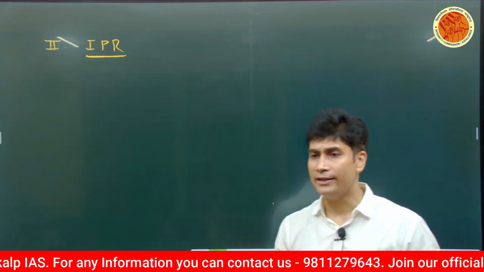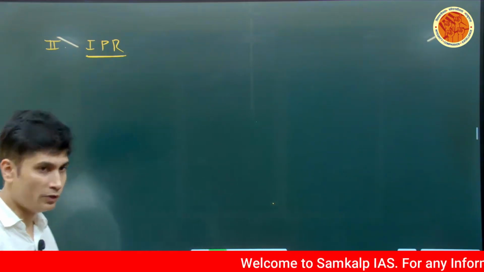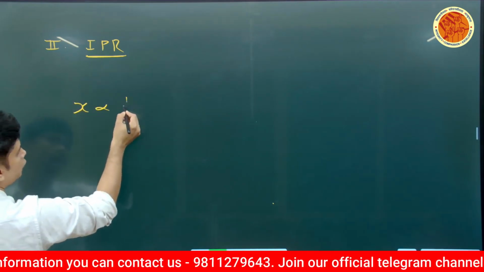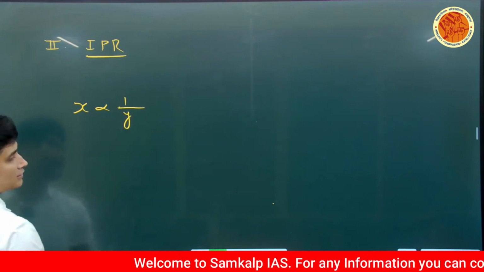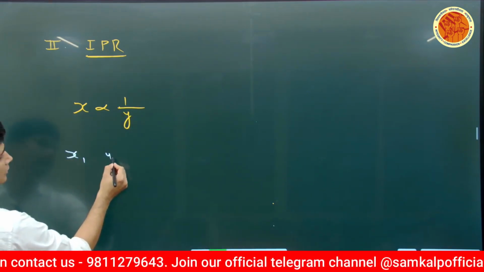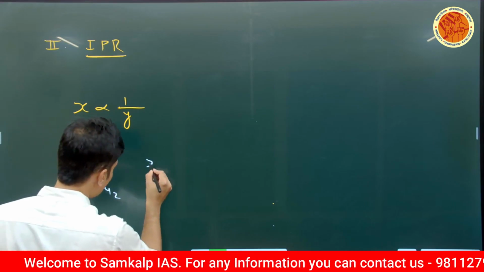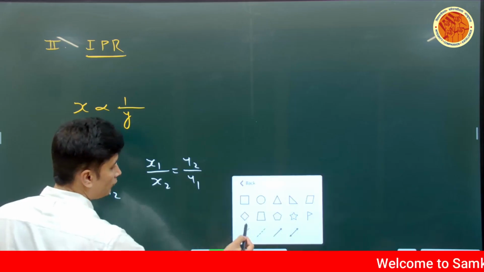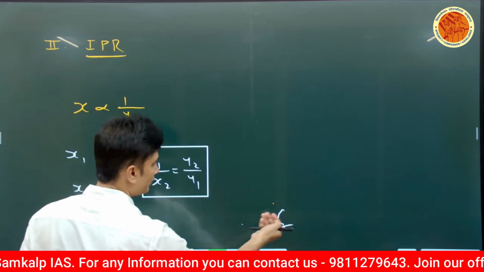X and Y, again I am writing. If they are in inverse relationship, we already know that as one quantity increases, the corresponding quantity decreases. So if I write that x is inversely proportional to y, I will write it this way. In that case, it means if x1 has relation with y1 and x2 is related to y2, then x1 upon x2 will be equal to y2 upon y1. Now try to understand what I am writing.